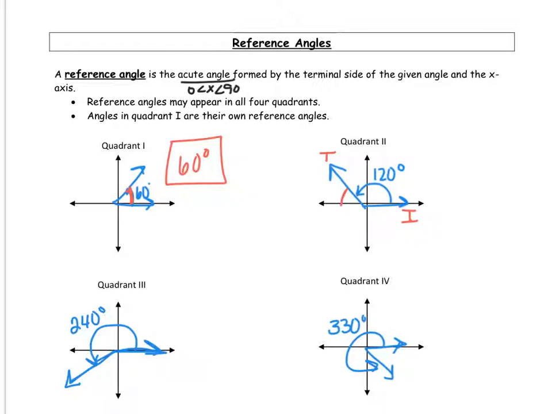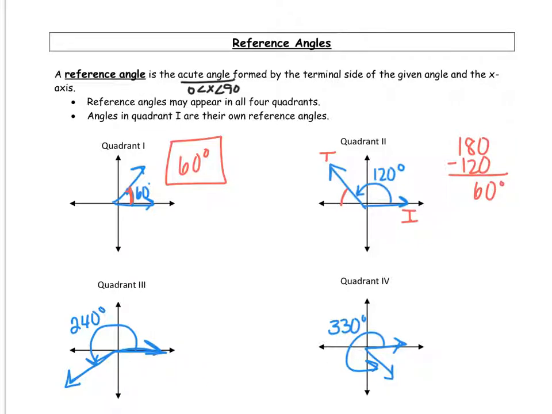So how many more degrees do I need to get to 180? That's what you want to think about. I already have 120. How many more to finish to get to 180? So we would take 180 and subtract 120, and that's how we would get 60.